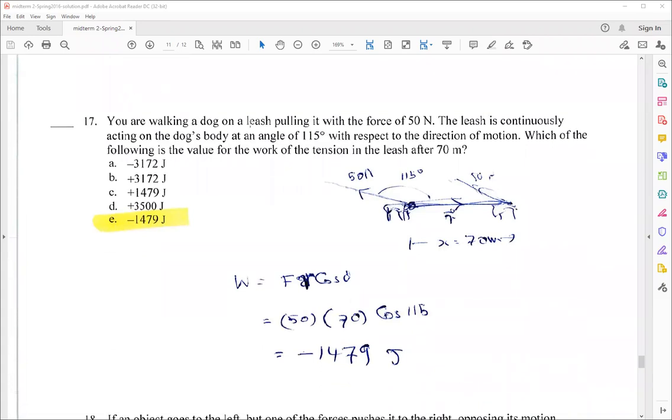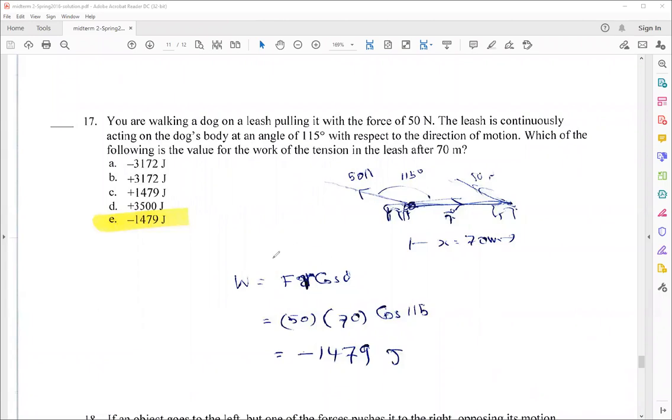You are walking a dog on a leash, pulling it with a force of 50 Newton. The leash is continuously acting on the dog's body at an angle of 115 degrees. Now, with respect to the direction of motion, which of the following is the value for the work of the tension in the leash after 17 meters? Now, these are questions related to chapter 7, so related to energy.